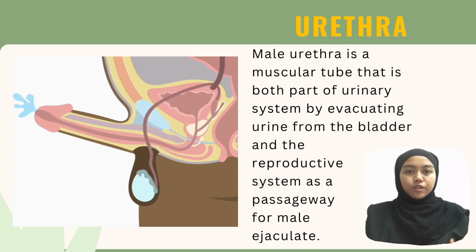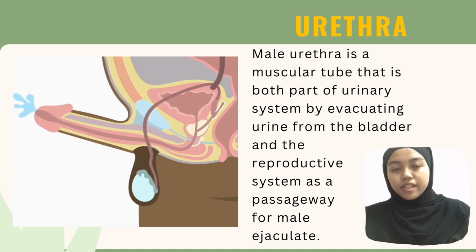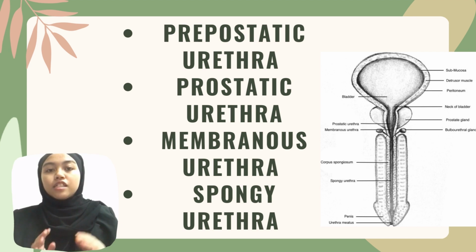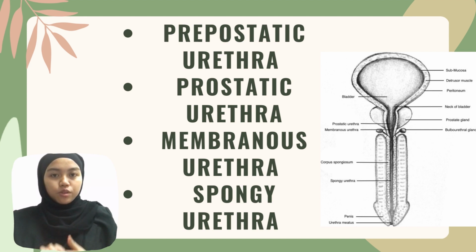Furthermore, the male urethra is a muscular tube that is both part of the urinary system, by evacuating urine from the bladder, and the reproductive system, as a passageway for male ejaculate. The male urethra in coronal section is comprised of 4 parts. The first is the preprostatic urethra, which is the intramural part, the initial part of the urethra that starts just after the internal urethral orifice. Next is the prostatic urethra, which is the portion of the urethra that passes through the prostate gland to produce the semen that will be ejaculated.